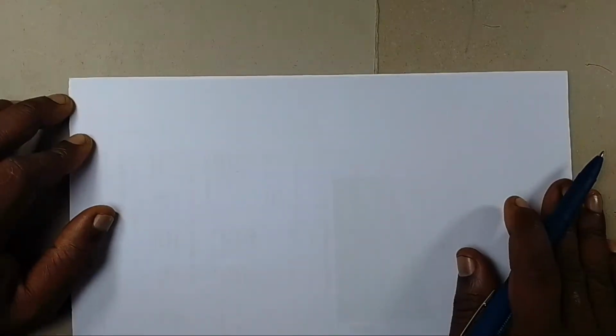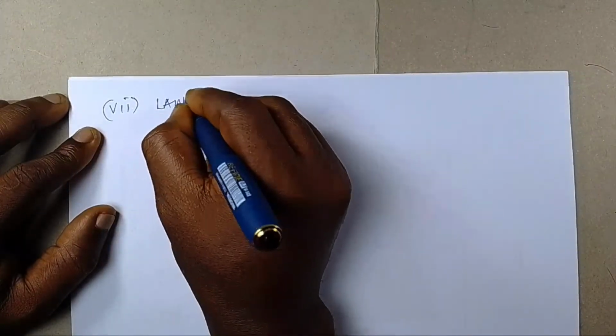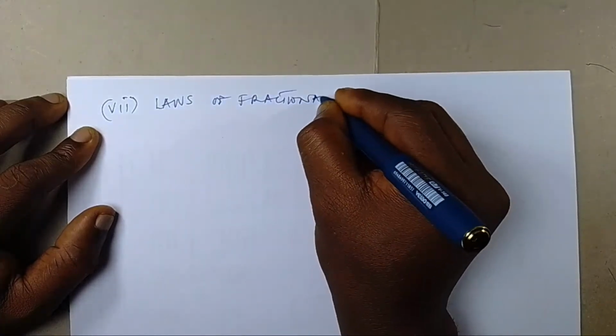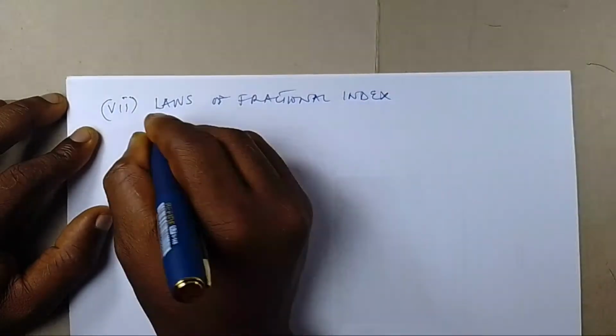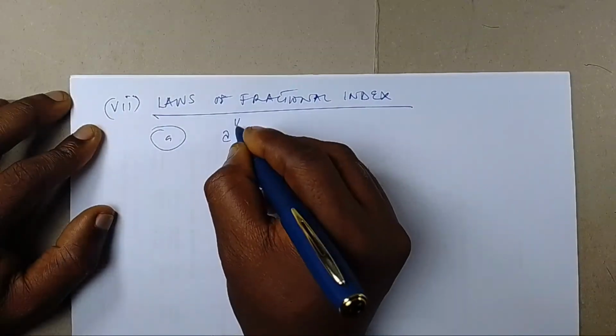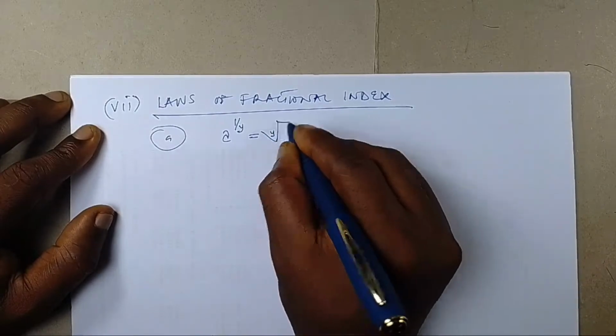Now, the next law I would want us to prove is the 7th law. So let's go back to the 7th law we skipped earlier on. So what is the 7th law all about? If you watched my video and attended a class on indices, you will know that the 7th law was what I call the laws of fractional index. Okay? So the laws of fractional index, they were actually two. One of them was A raised to the power 1 over y equals the y-th root of A.